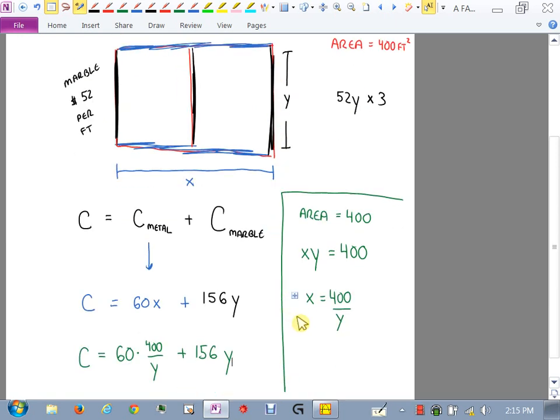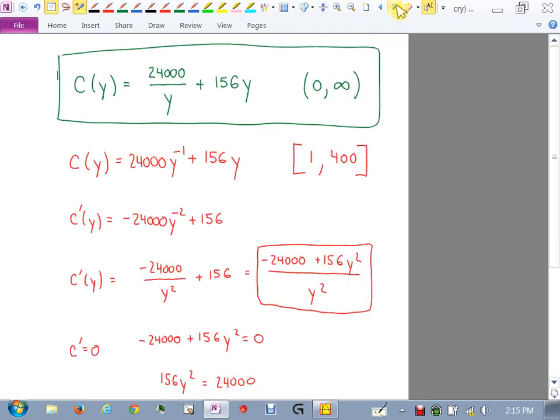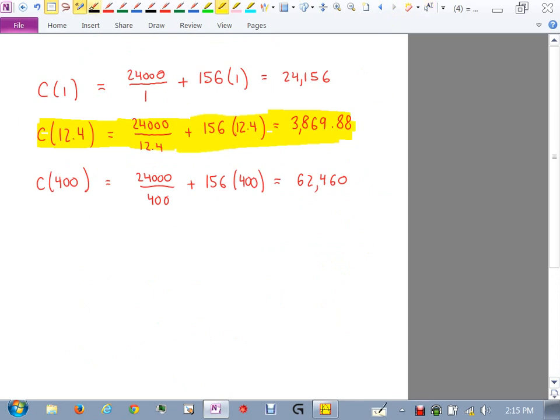But you can get x by this equation right here. Take 400 and divide it by 12.4, and what do you get? What is it? 32.26. So I'm going to put here, in summary, so y equals 12.4 implies that your x would be 32.26. Of course, these are in feet.